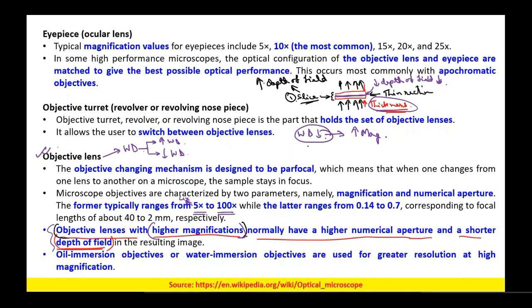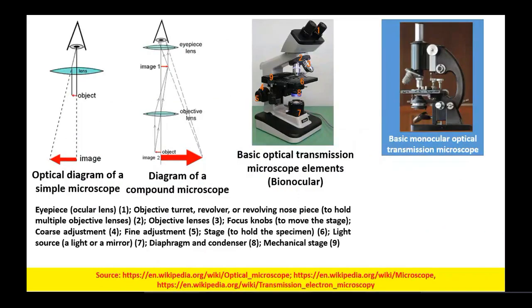On the other hand, it means if you have a low magnification objective lens, it will be having high working distance. Now what is this working distance?